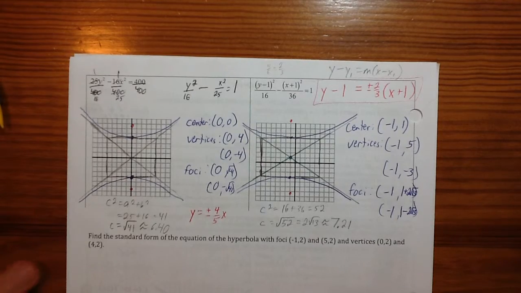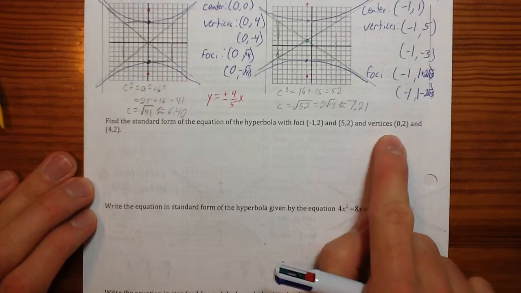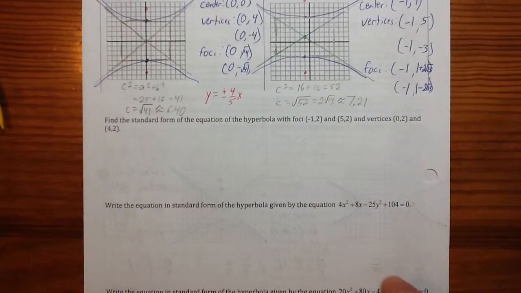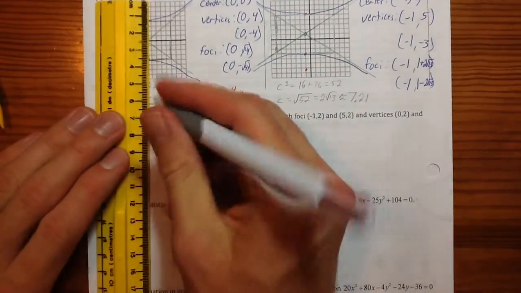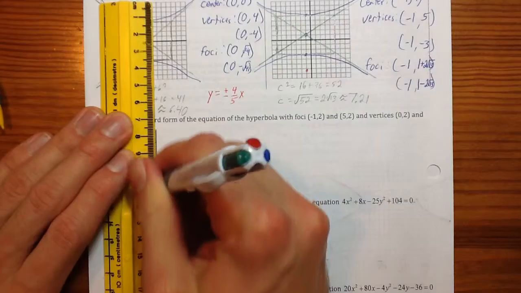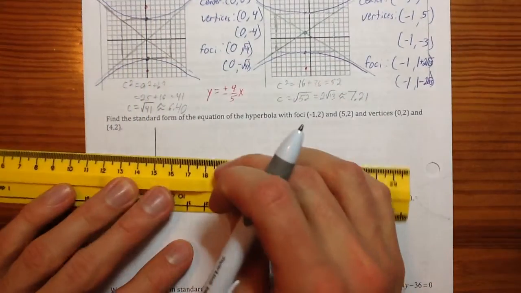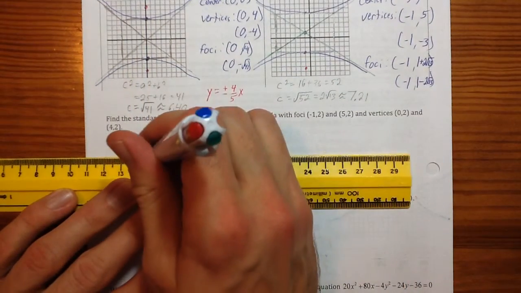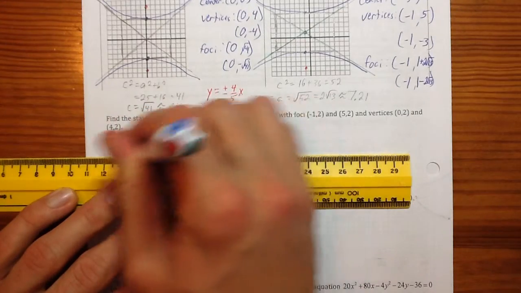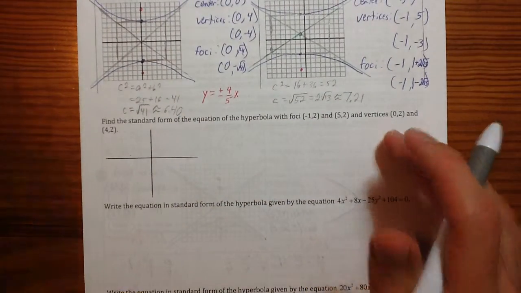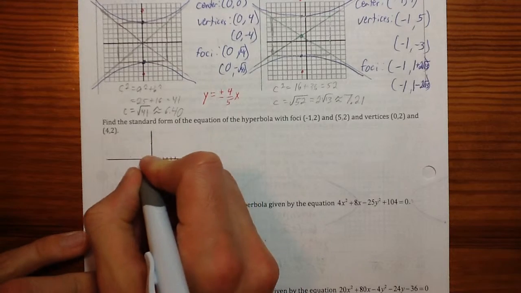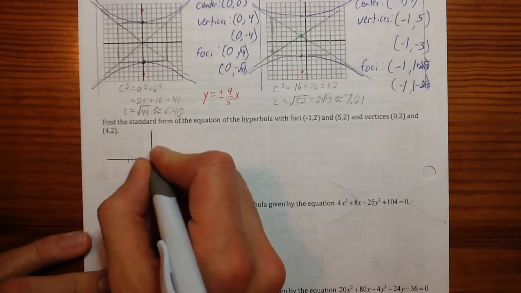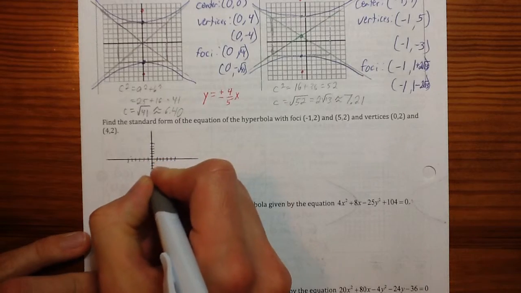Find the standard form of an equation of the hyperbola with those foci and those vertices. Let's do several things in this one. First thing we need to do is kind of sketch it and see what it looks like, and we'll see what direction it's opening, and once we know what direction it's opening, we know which formula to pick. We'll find what C is, which will help us find out what A is or B is or whatever. You'll see. Alright, let me count out the grid: 1, 2, 3, 4, 5, 6.